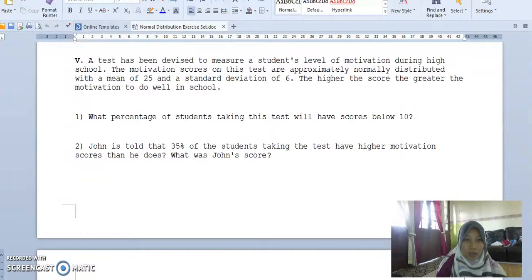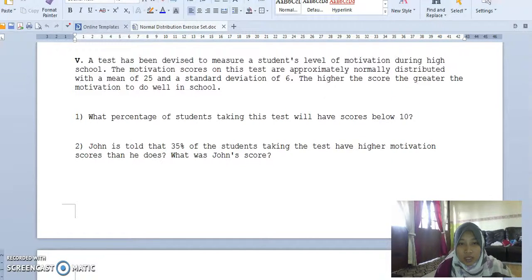Okay, a test has been devised to measure a student's level of motivation during high school. The motivation scores on this test are approximately normally distributed with a mean of 25 and standard deviation of 6. The higher the score, the greater the motivation to do well in school. Okay, now John is told that 35% of the students taking the test have higher motivation scores than he does. What was John's score?